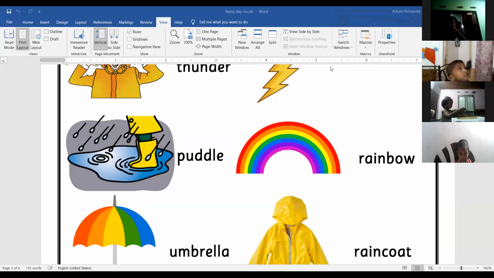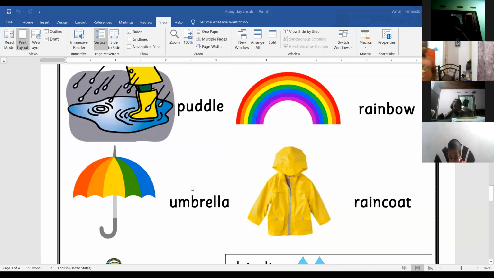After the rain, when the sun comes out, what appears? What is this? Rainbow. Everyone tell what this is. Rainbow. This is a rainbow. Now see, there's a rainbow.